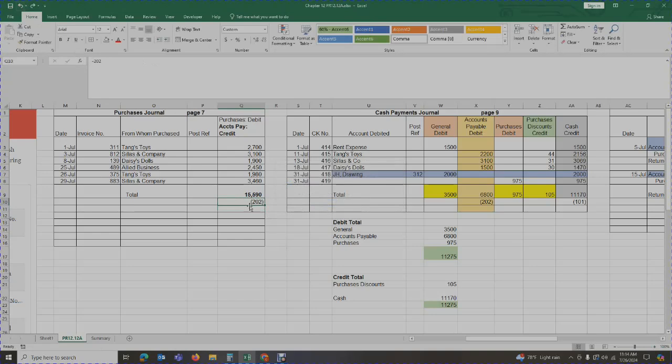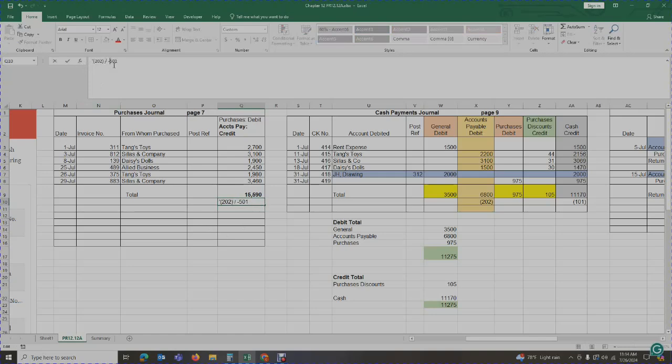No, I didn't want to do that. So 202 dash, I guess it doesn't allow me to. Let me see. Okay, so let's put it in parentheses, that way we know.